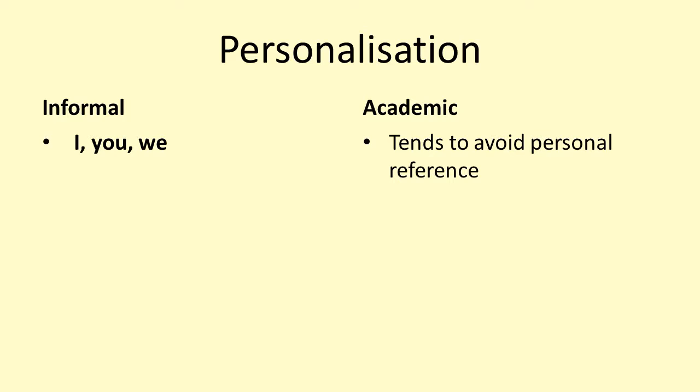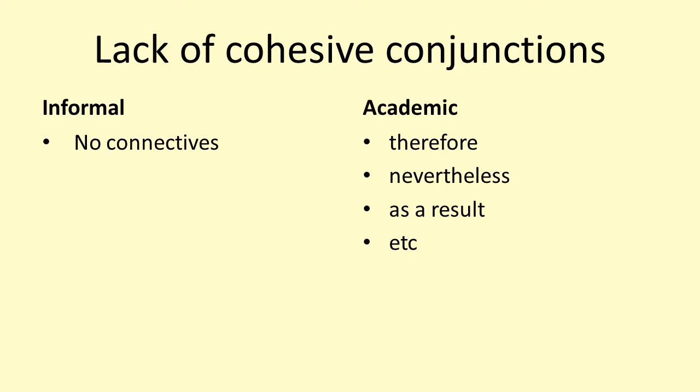In informal writing, few connectives are used. Whereas in formal academic writing, cohesive conjunctions such as therefore, nevertheless, and as a result are frequently used to help guide the reader through the ideas being expressed.